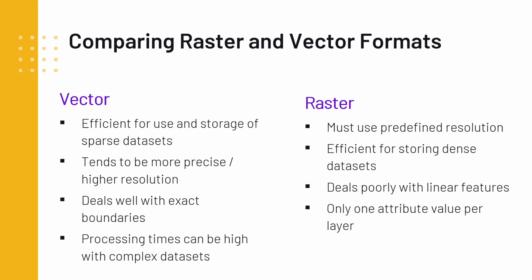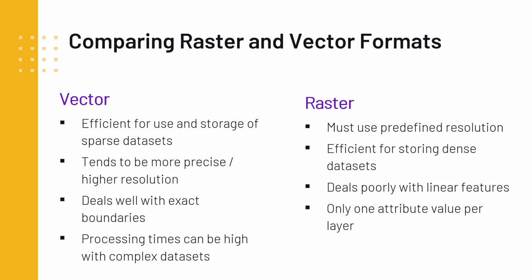Rasters, on the other hand, have to have a predefined resolution before you start. It's a really efficient way for storing dense data sets, but it deals poorly with linear features, and that's because you have to be on a certain angle because everything's represented as square, so it's hard to show lines when they're made up of squares. Okay? And probably the biggest difference is there's only one attribute value per layer.